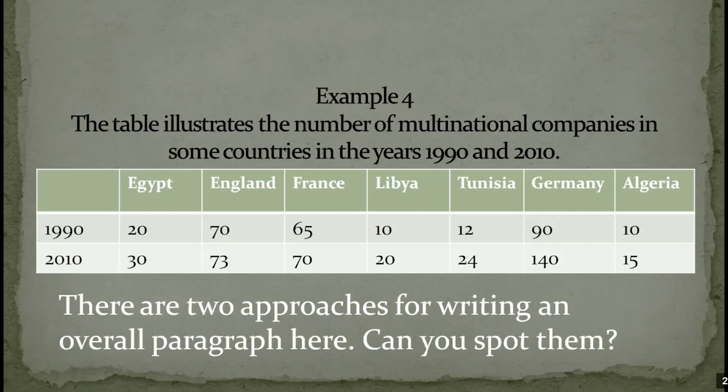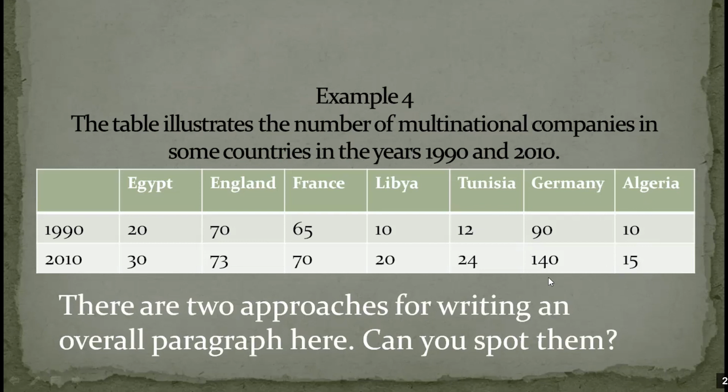So there are basically two ways. The first way is to look at the overall number of multinational companies. Just look at the overall number, right? If the number is big, then you are going to put them in one group. If the numbers are small, then you're going to put them in another group. So for example, you can look at Algeria. The number seems to be small here, 10, 15. So we're going to assume that Algeria belongs to the small number of multinational companies.